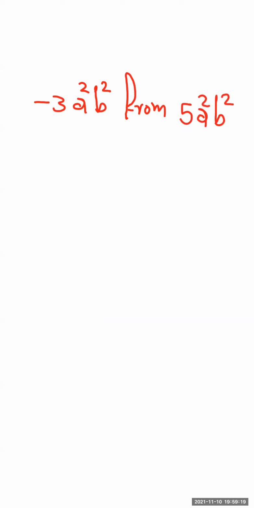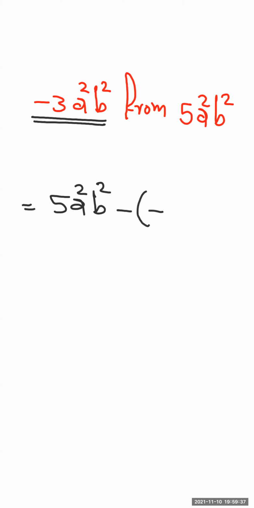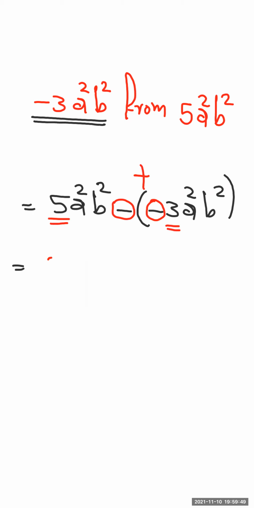Here in this question, I'm going to repeat the last one. Okay, after that. So negative 3a squared b squared from 5a squared b squared. So this means it will equal 5a squared b squared minus this term. It was negative 3a squared b squared. So now it's minus negative, so positive. So 5 plus 3 means 8. Then the variables a squared b squared. Correct?